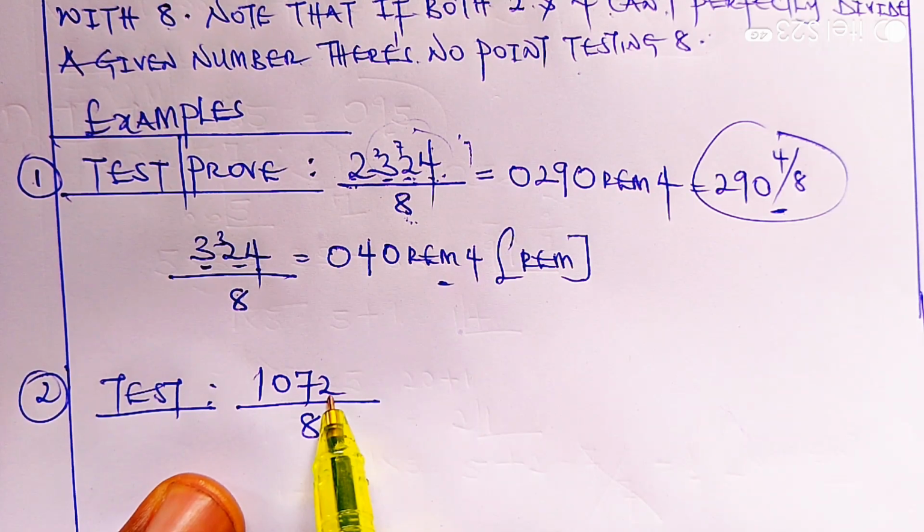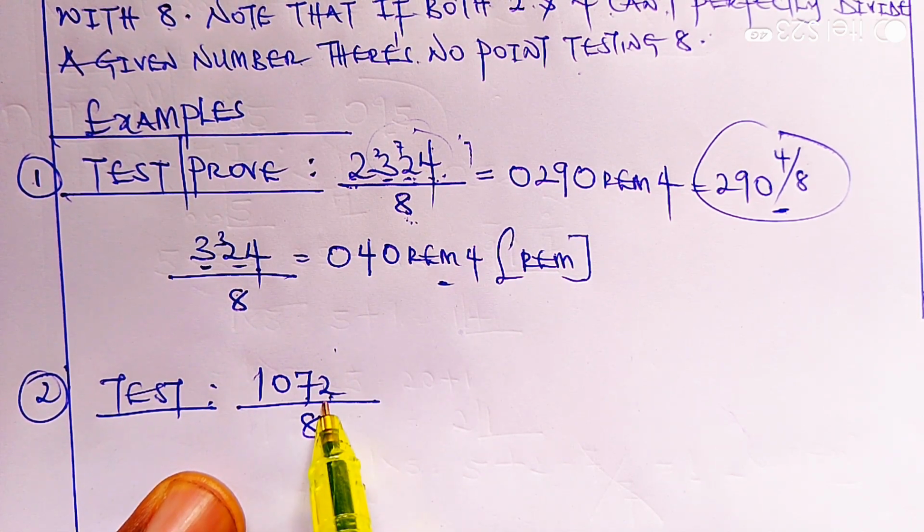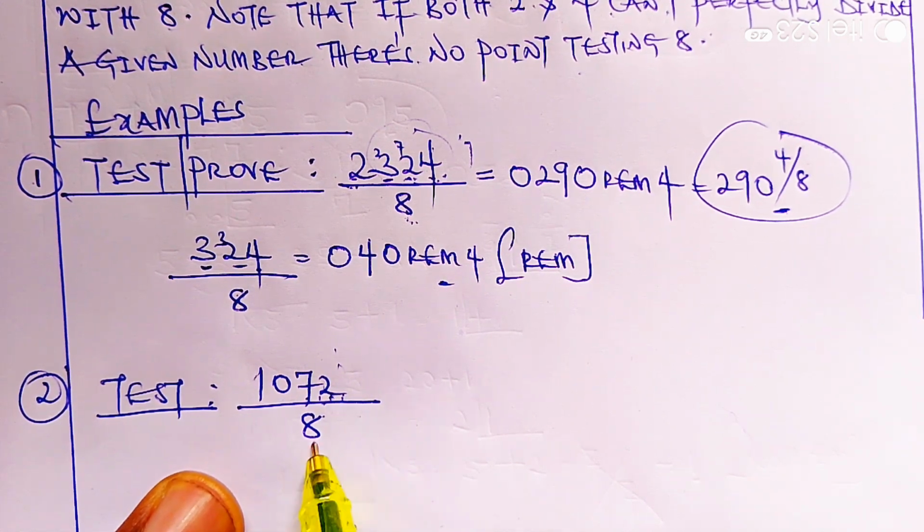2 can go in this. 2 into 2 is 1. Yes, 2 can go in the last number. Okay, let's see, can 4 go? How do we get to know if 4 can go? Bring out the last 2 digits. 4 into 7 is 1, remember 1. 4 into 12 is 3, I beg your pardon. So 4 into 72 is 18. So 2 and 4 can divide. Then we can use our 8 to test.